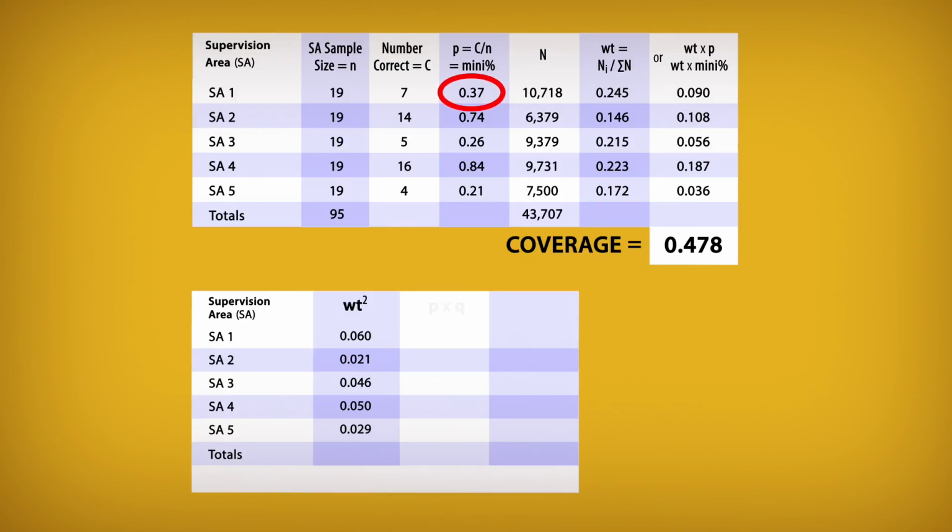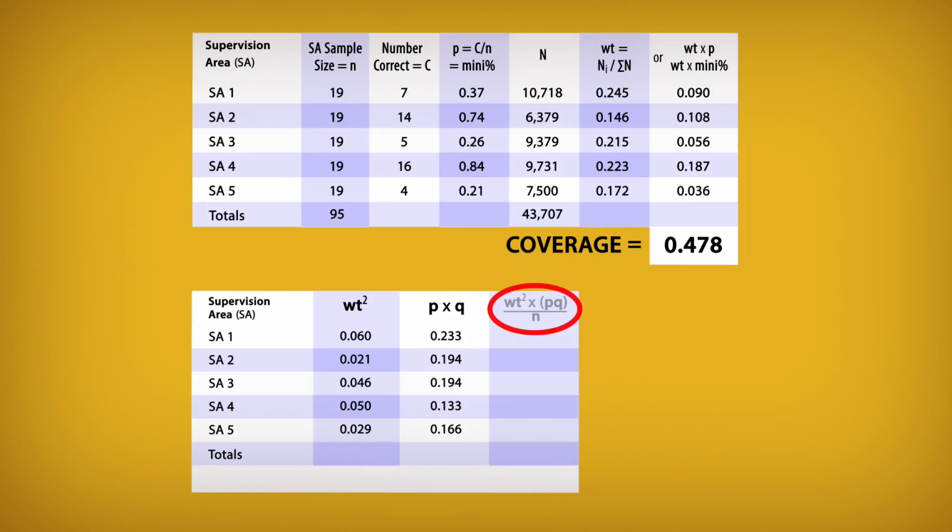Now we take our P figures, our mini percentages. Q simply means 1 minus P. So 1 minus P multiplied by P gives us the next figure in the table.